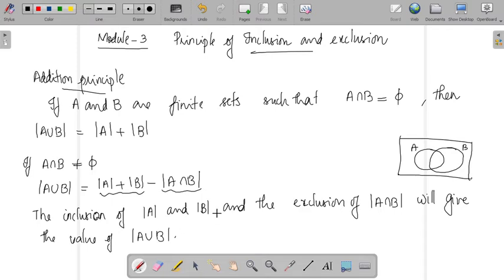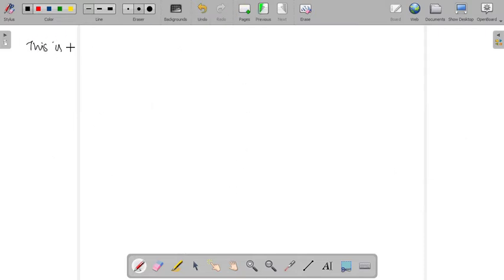So this is the simplest form of the principle of inclusion and exclusion, and this can be extended to any number of sets. Let us take the case where three sets come, A union B union C, or you can look at A1 union A2 union and so on up to An in general. So this is the simplest form of the principle of inclusion and exclusion.